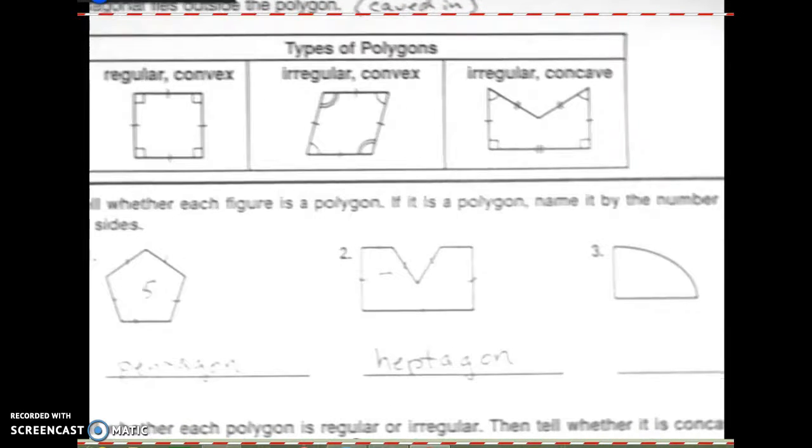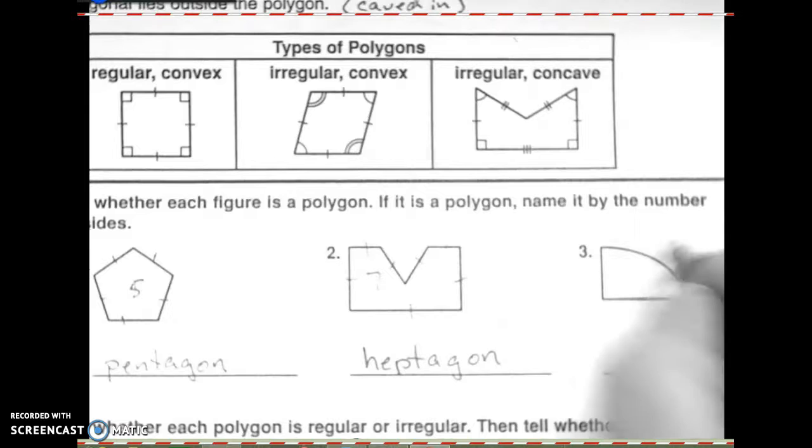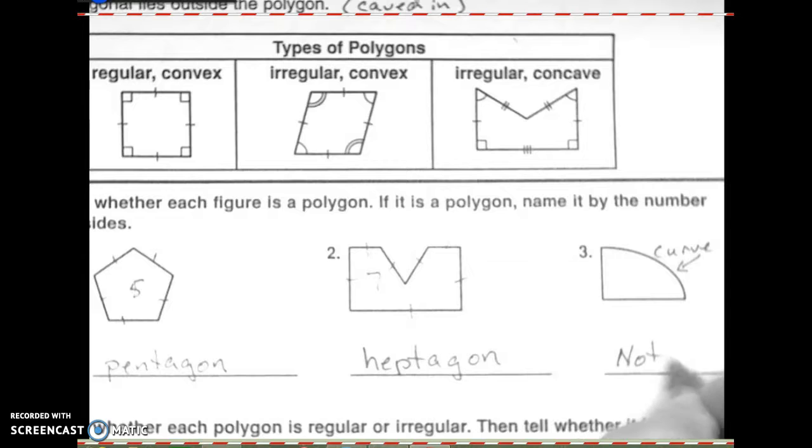If I look at the third figure, notice that I have a curved surface here. If it's got a curved surface, it is not a polygon. It is not made up of straight line segments. So it is not a polygon.